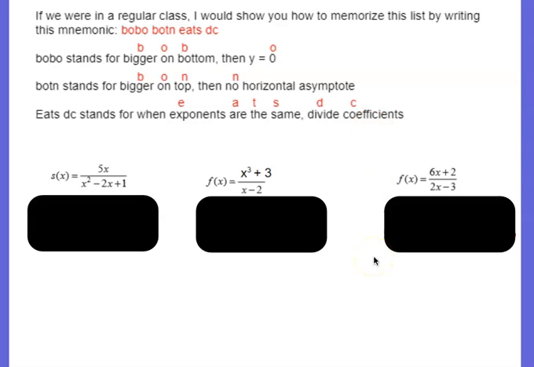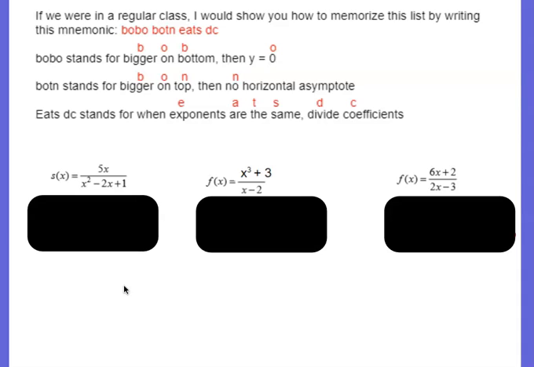So I wanted to do 3 of these situations. Pause the video at this point and see if you can look at these and decide what the horizontal asymptote is as well as the vertical asymptote. And then you can watch the rest of the video.